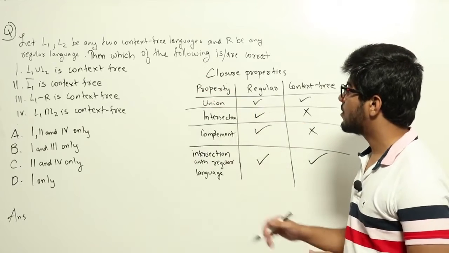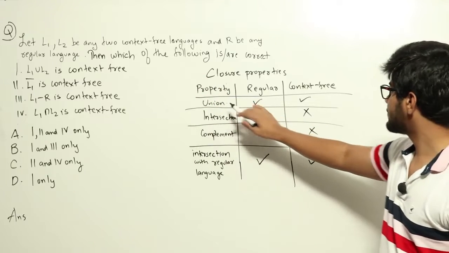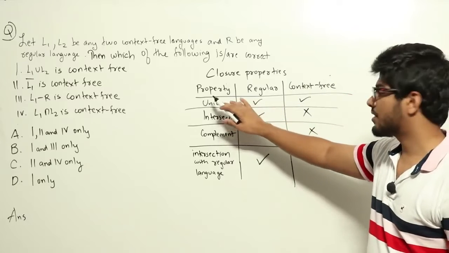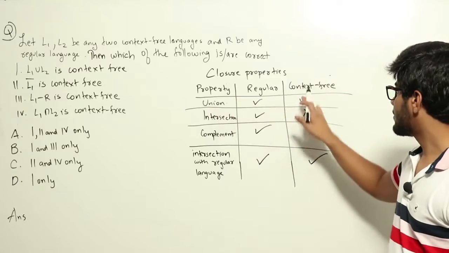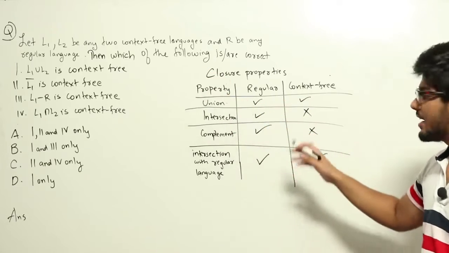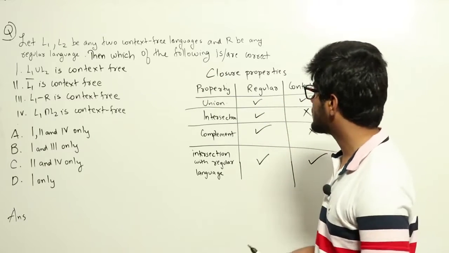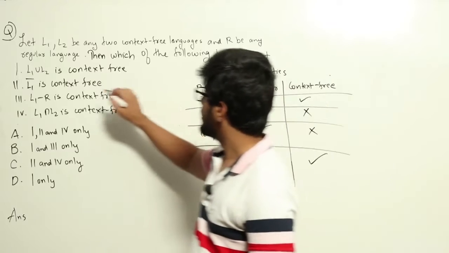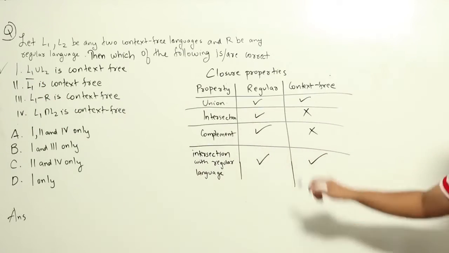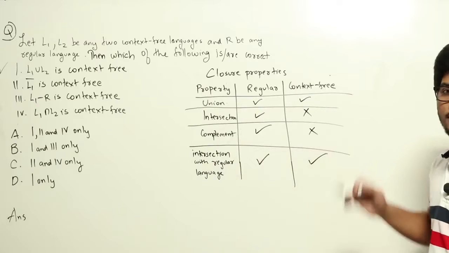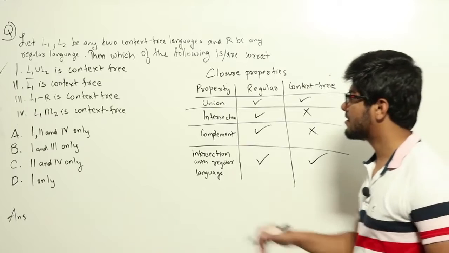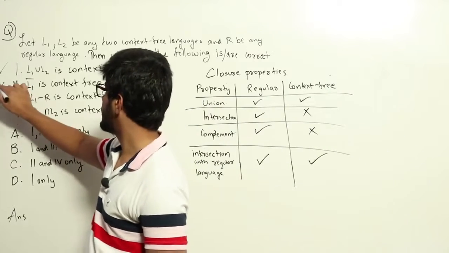L1 union L2 is context-free. If you look at union for context-free languages, it's given that union of two context-free languages is closed. That means if you're taking the union operation of L1 and L2, the new language will also be context-free. So context-free languages are closed under union. This is true. L1 complement is context-free. If you look at the table for intersection, I have given a cross here, meaning that context-free languages are not closed under intersection. So this is false.